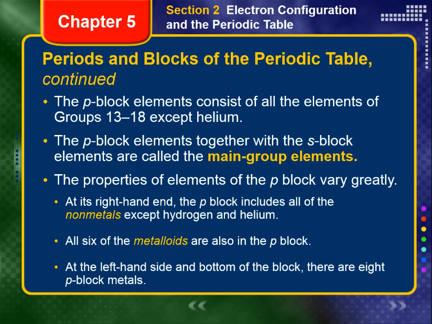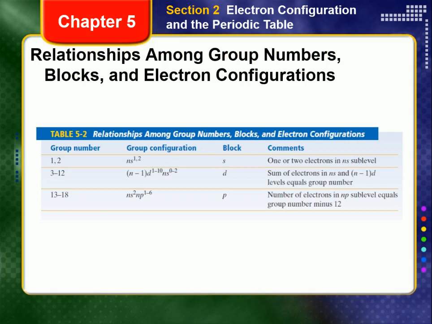For group 13 elements, the added electron enters the np sublevel, giving a group configuration of ns2, np1. Atoms of group 14 elements contain 2 electrons in the p sublevel, giving ns2, np2 for the group configuration. This pattern continues in groups 15 through 18. In group 18, the stable noble gas configuration of ns2, np6 is reached. The relationships among group numbers and electron configurations for all the groups are summarized in Table 5-2, which is found on page 137 or on the screen now.